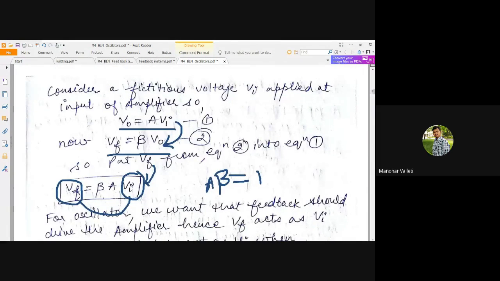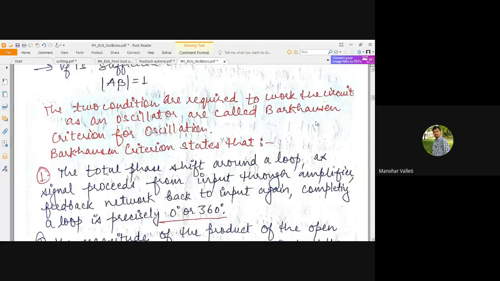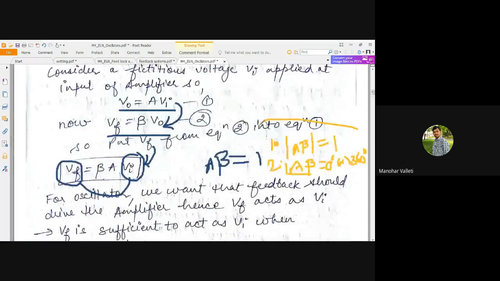A beta is the loop gain. So A beta equal to 1 means the A beta magnitude will be 1, and the phase or angle will be 0 degrees or 360 degrees. From this discussion only, those 2 points were framed. So any circuit, if it has to produce some oscillations, has to satisfy these 2 points.